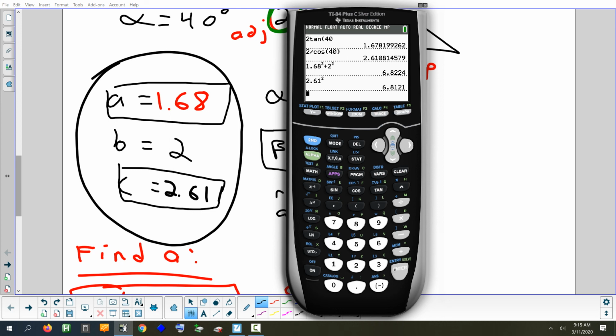Okay, mine didn't come out the same. So does that mean I did something wrong? Tyler, what do you think? Yeah, rounded. I mean, it's close, right? 6.82, 6.81. So using Pythagorean Theorem to check this, it does check, right? Which means you did it right.